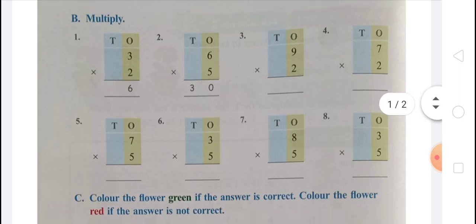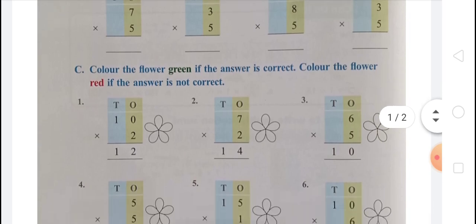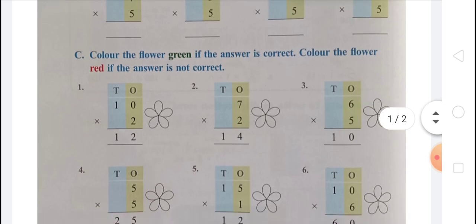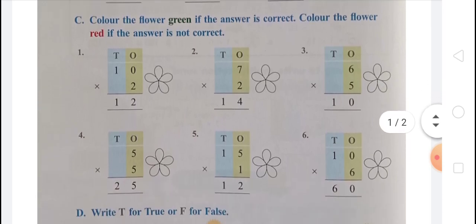The next question is: color the flower green if the answer is correct, color the flower red if the answer is not correct. We have to color it green if the answer is correct.